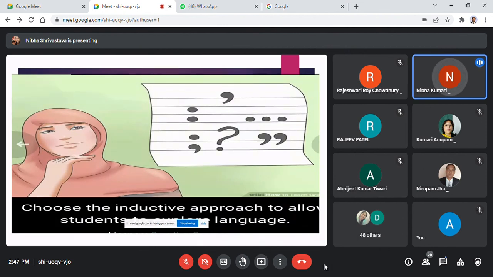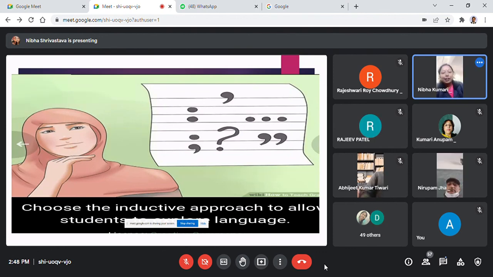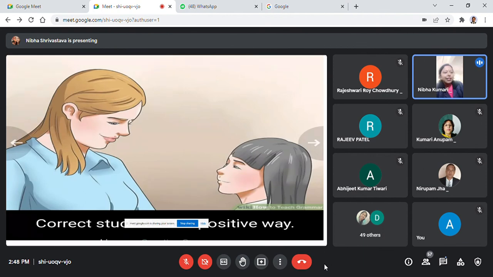It is better to choose the inductive approach to allow the students to learn a language. But as I discussed in the beginning of the presentation, because of the time constraint we cannot totally go with the inductive approach, but we can mix both approaches together to get a better result. Correct the students in a positive way. If they make mistakes, instead of scolding, we should correct them in a positive way.